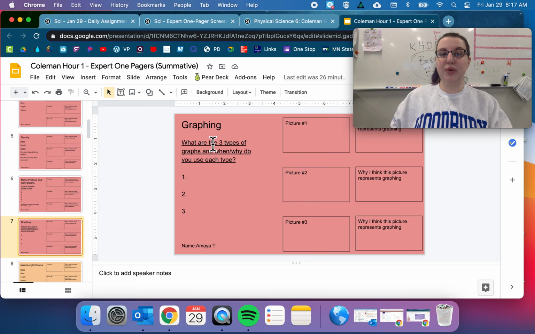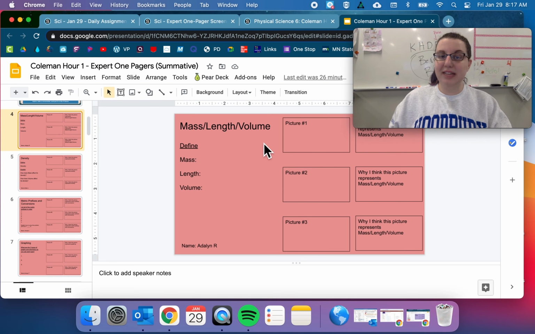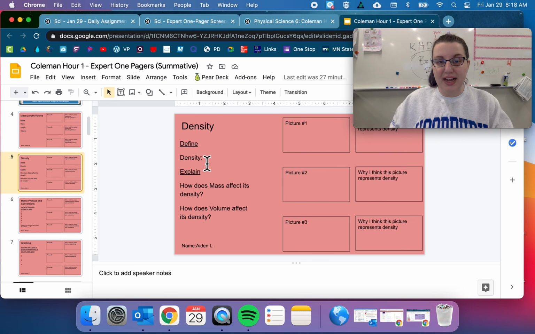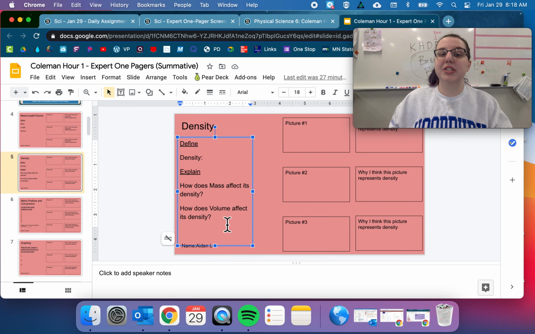So say you have this first slide, mass, length, volume. You're going to define mass, length, and volume. You're going to find three pictures that represent mass, length, and volume. And then you're going to tell me for each picture, why does it represent mass, length, and volume? For the second one, we have density. So you have to define density, and then you have to explain how does mass affect its density? How does volume affect its density? So you have to answer those two questions. And again, find three pictures and explain why that picture represents density.